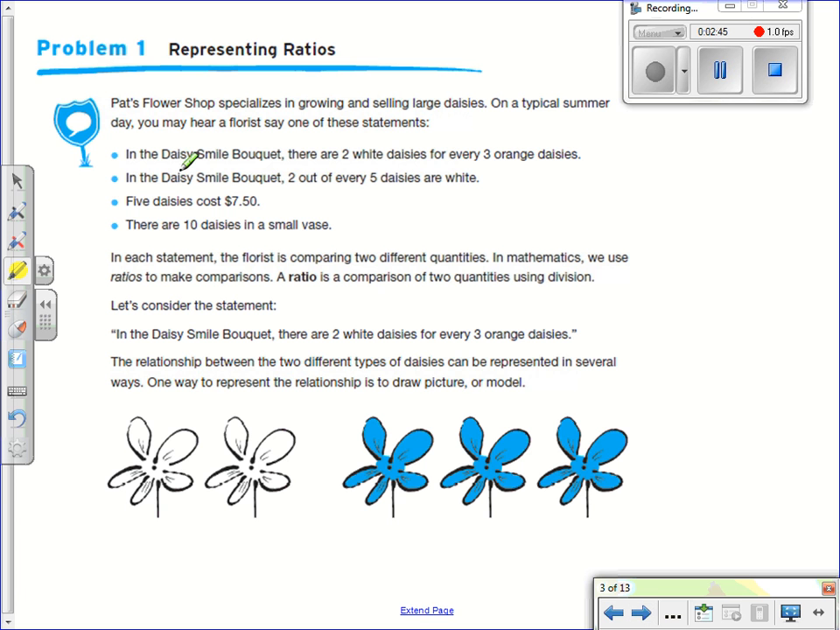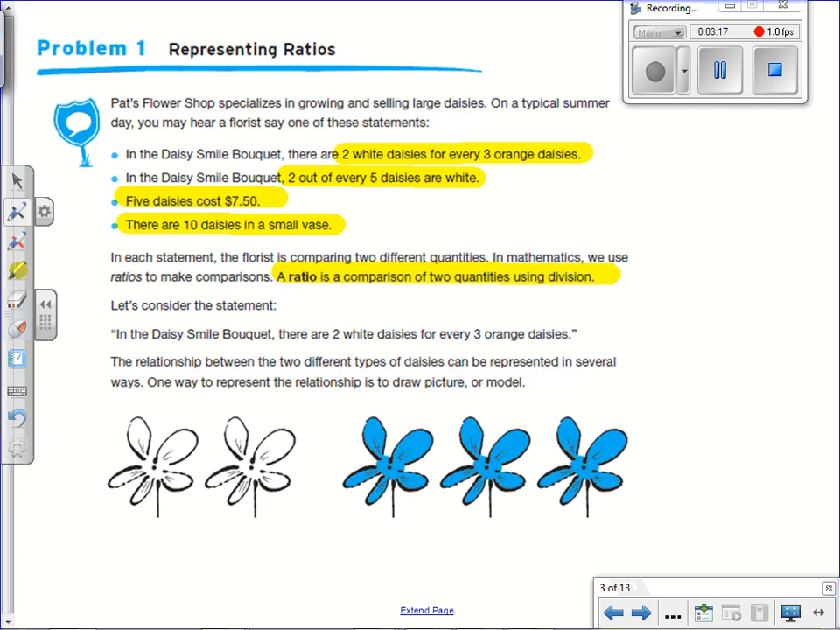In the Daisy Smile Bouquet, there are 2 white daisies for every 3 orange daisies. In the Daisy Smile Bouquet, you have 2 out of every 5 daisies are white. 5 daisies cost $7.50, and there are 10 daisies in a small vase. In each statement, the florist is comparing 2 different quantities. In mathematics, we use ratios to make comparisons. A ratio is a comparison of 2 quantities using division. That's important.